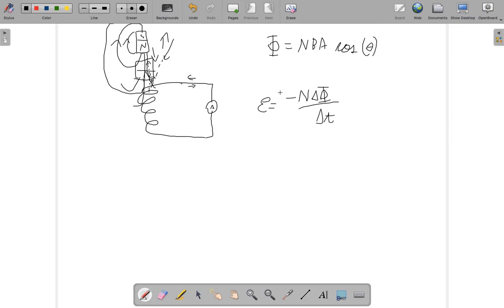And yeah, it's always related to the negative. So if our flux is increasing, then our motional EMF is getting more negative. If our flux is decreasing, it's getting less negative, or more positive.